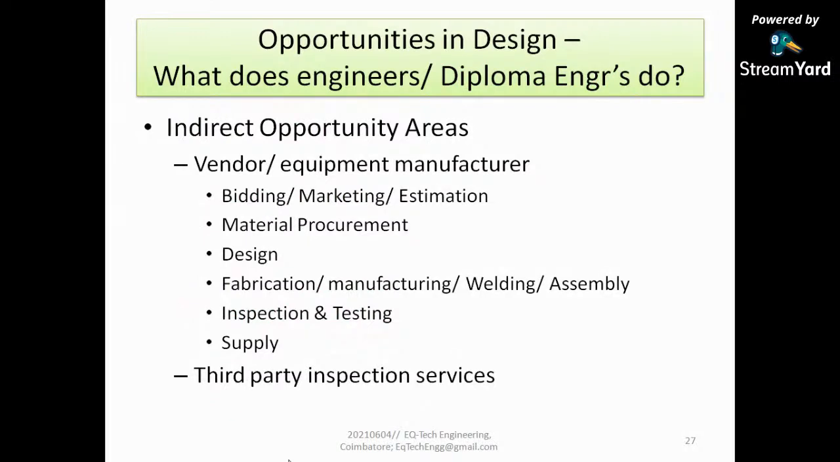Okay, so far we saw the direct opportunities with EPC companies. Now let us see a few indirect opportunity areas where the students can look to work. The vendors or equipment manufacturers like heat exchanger, pressure vessel, or valve manufacturers. Each and every manufacturer will have teams like bidding or marketing and estimation, material procurement, design, manufacturing, building and assembly, inspection, testing, and supply. And we already discussed third-party inspection services.